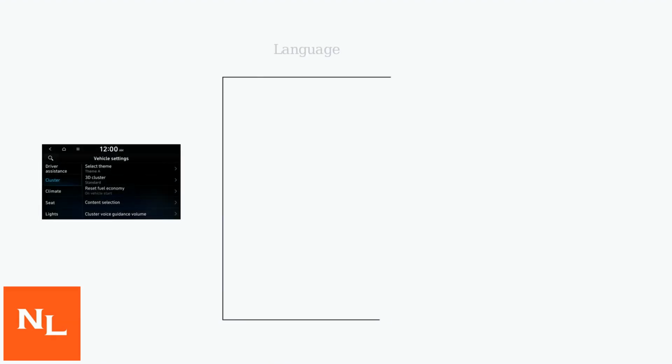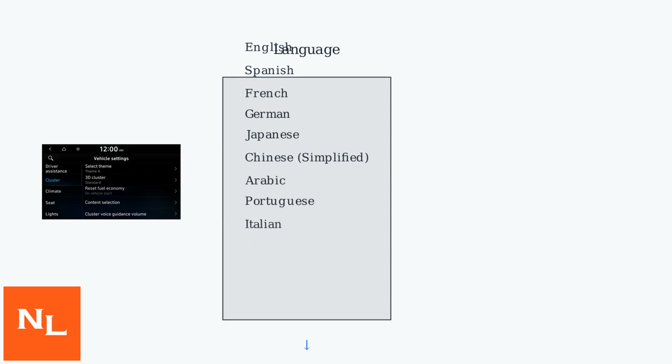Once in the Language menu, you'll see a list of available languages. Supported languages depend on your vehicle's region and software version, with options including English, Spanish, French, German, Japanese, Chinese, Arabic, and many others. Scroll through the list using the touchscreen or controls to browse all available options. Tap on your desired language to select it. The system will highlight your choice with a subtle glow.